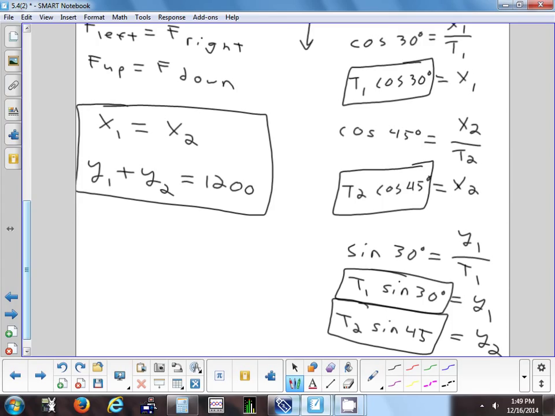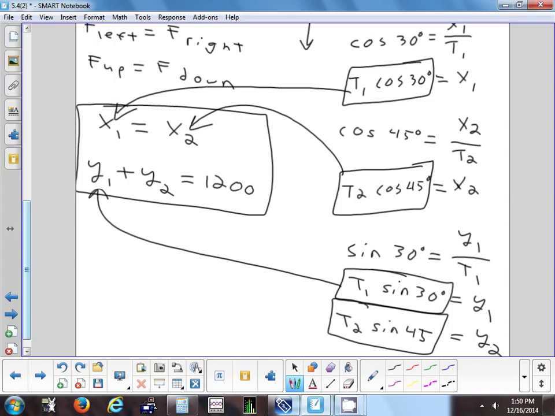Now we're just going to take our equations and we're going to substitute in. Plug that in for x2. Plug that in for x1. Plug that in for y1. Plug that in for y2. And then we're going to have a system of equations. And then that's where the algebra part comes in. Right? It's a lot of little things all put together, a lot of easy things. You just have to remember how to do them.